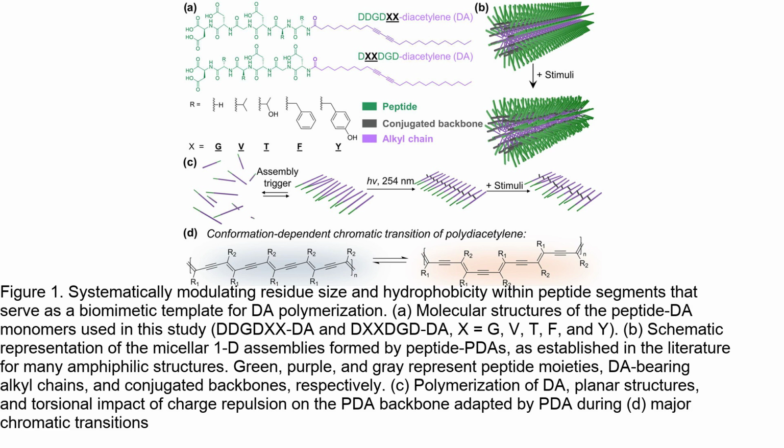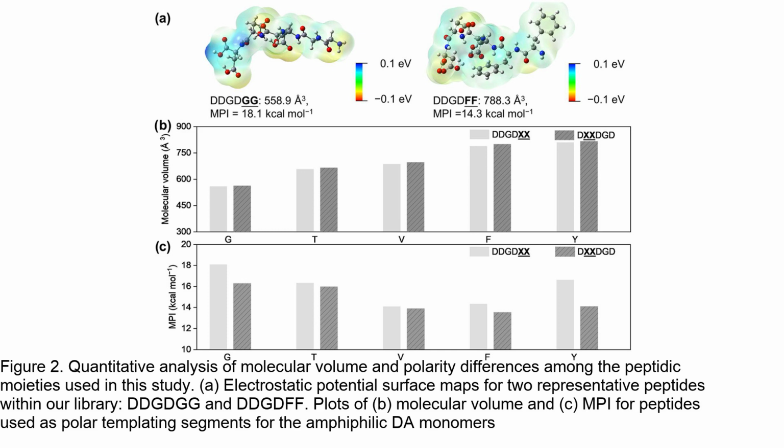Figure 1C shows the polymerization of DA, planar structures, and the torsional impact of charge repulsion on the PDA backbone during major chromatic transitions. The significance of this figure is that it introduces the key components of the peptide DA system and the potential for controlling the conformation and properties of PDAs through sequence variation in the peptide template region. The molecular structures and assembly behavior depicted in this figure provide a foundation for understanding the subsequent experimental results and discussions. Figure 2 is not discussed in the text of the paper.